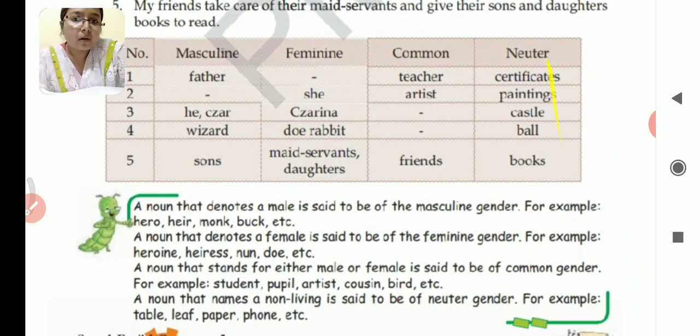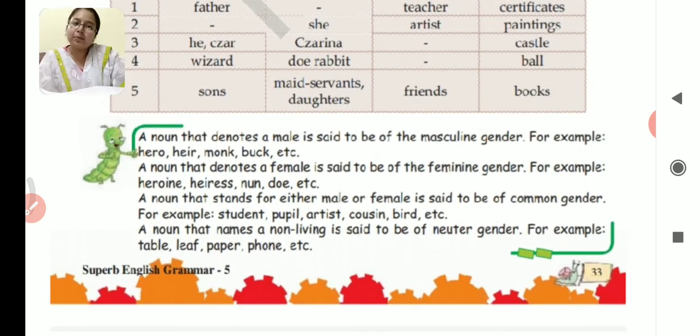Okay, so before starting the types of gender, let me tell you what is a gender. Gender is a term that is used to differentiate between a male and a female noun. A term differentiating male or female noun is called gender. There are basically four types of gender: masculine, feminine, common, and neuter. And we will deal with all these four types one by one.